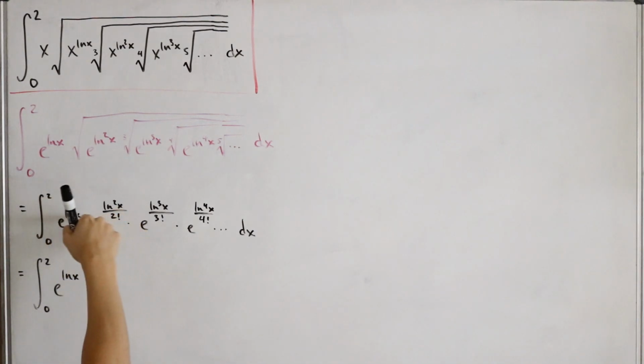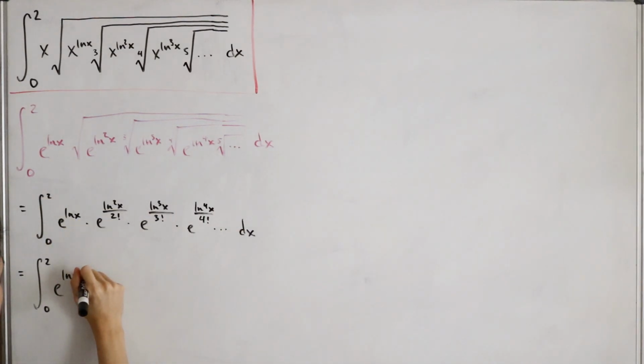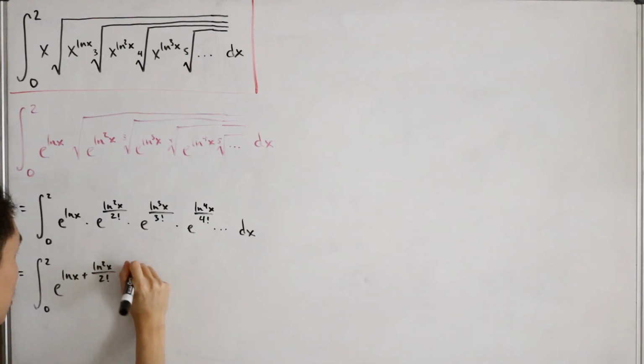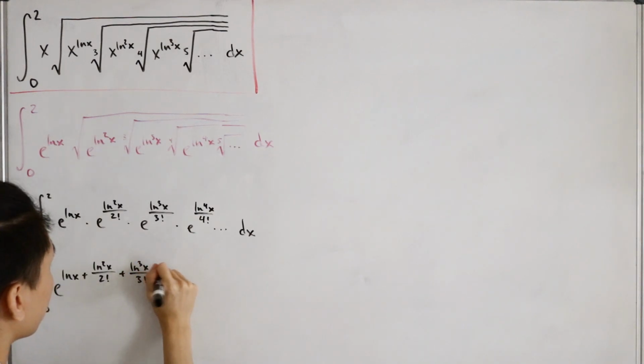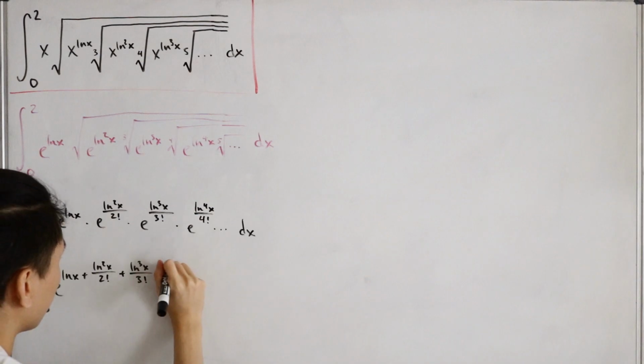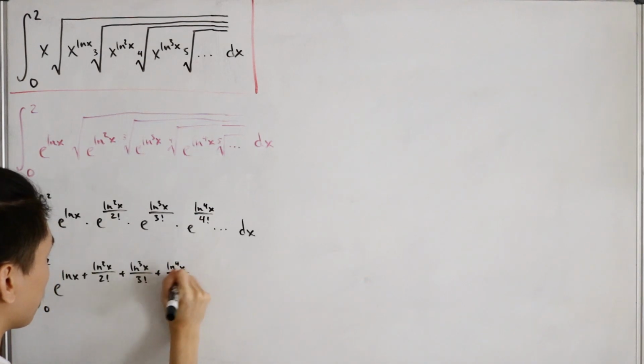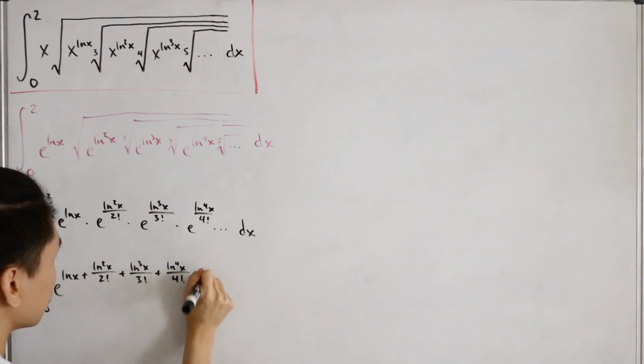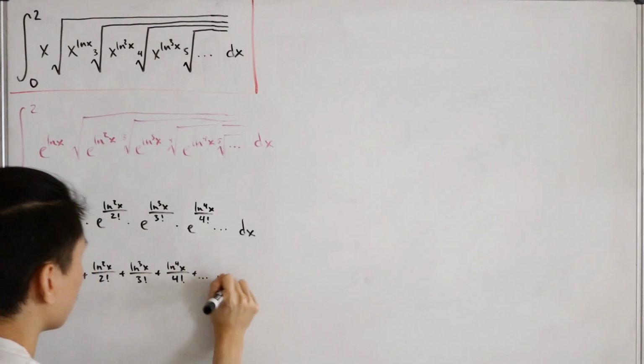So everything here shares the same base, so now I can just add everything together. So plus ln square of x divided by 2 factorial, plus ln cube of x divided by 3 factorial, and then plus the fourth power of ln of x divided by 4 factorial. And then the addition just keeps on going and so forth.